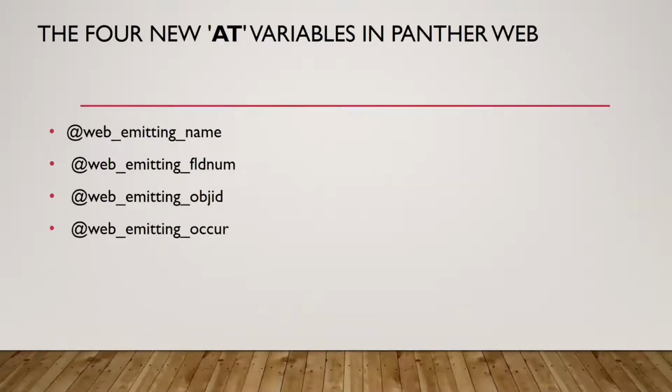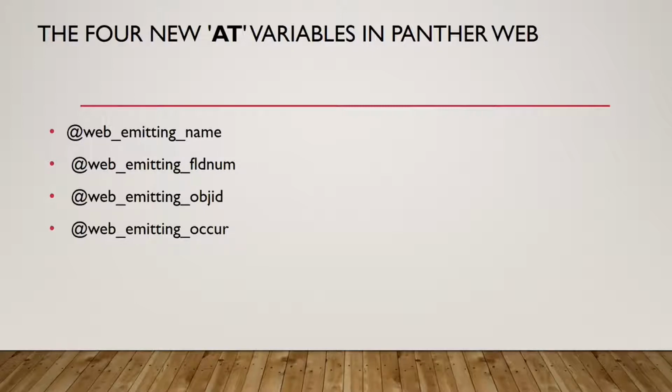These are the new at variables that are used in Panther Web. One is emitting name, emitting field number, emitting object ID, and emitting occurrence number. So these new at variables can be used for Panther widgets.